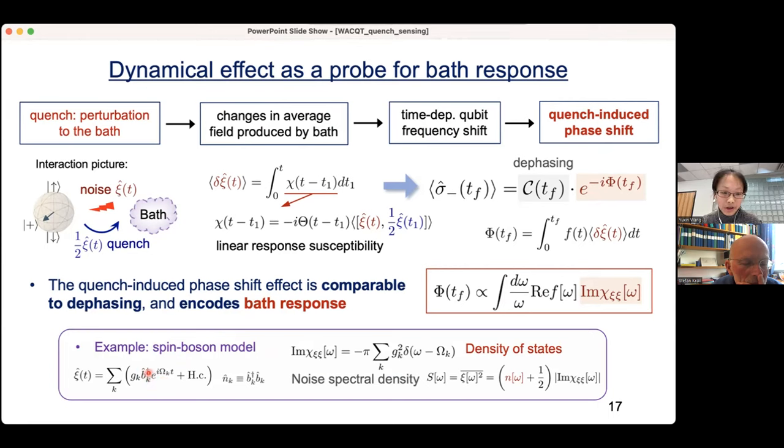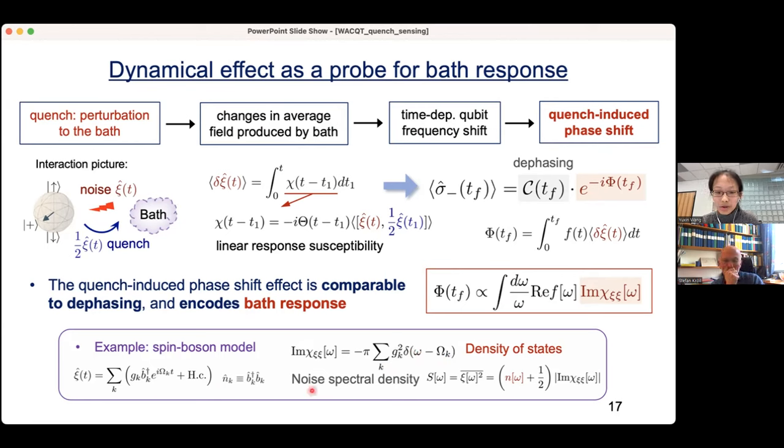In the interaction picture, the bath operator really oscillates at frequency omega_k, which is the bath mode frequency. So for this specific example, we can actually analytically compute the linear response susceptibility function and show that the imaginary part of the chi function is given by an average of the number of bath modes coupled to the qubit per frequency range, which is also weighted by the qubit-bath coupling strength. So this function is also known as the spectral density function of the bath.